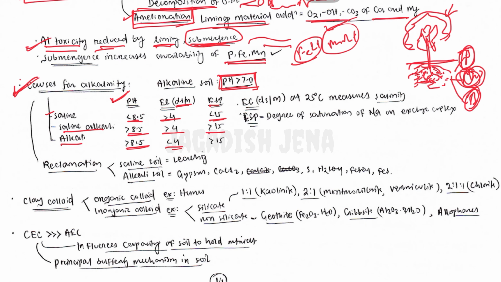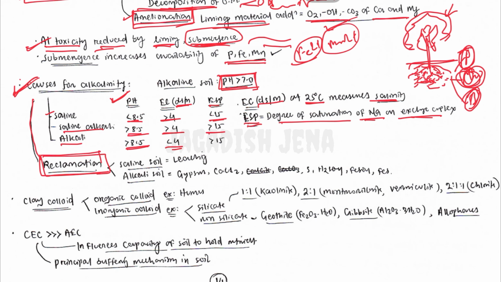EC is measured in decisiemens per meter at 25 degrees Celsius and measures the salinity. ESP is the exchangeable sodium percentage, the degree of saturation of sodium in the exchange complex. So out of the total cation exchange capacity, how much percentage is taken by sodium? That is ESP, exchangeable sodium percentage. Now, how to reclaim alkaline soil?